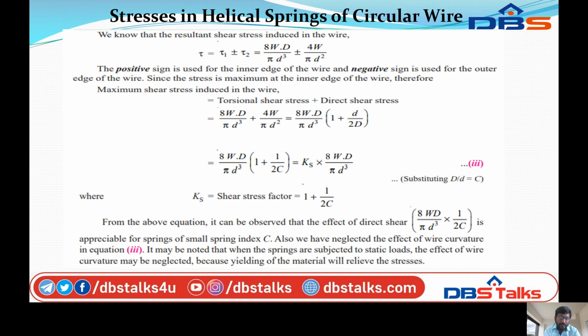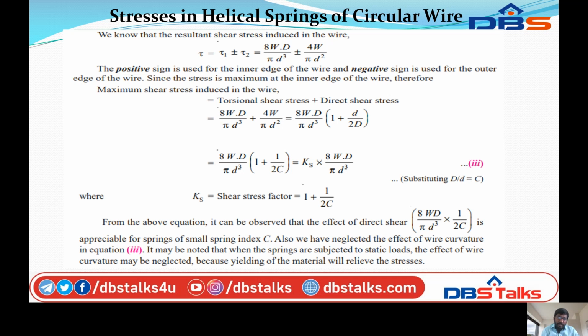So that's why we can use the C. So 1 plus 1 by 2C. So small d by capital D is equal to C. That's why we can create using the C value, where Ks is equal to the shear stress factor, that is equal to 1 plus 1 by 2C. So substituting the Ks value in the above equation, Ks is equal to 1 plus 1 by 2C.